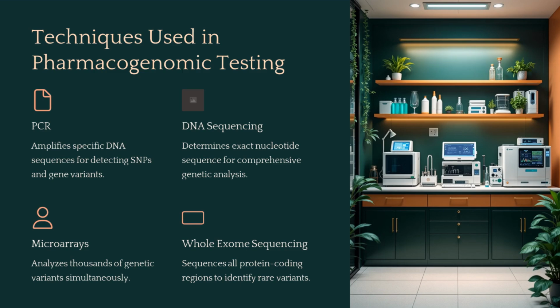Various techniques are used in pharmacogenomic testing. PCR amplifies DNA sequences, while DNA sequencing determines exact nucleotide sequences. Microarrays analyze thousands of variants, and whole exome sequencing identifies rare variants in protein coding regions.